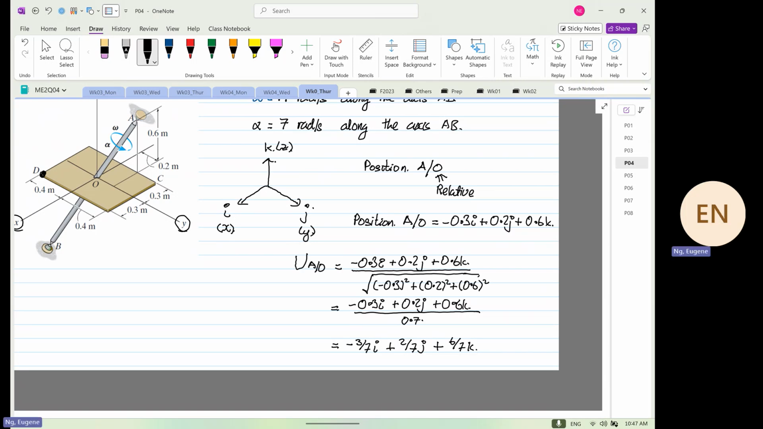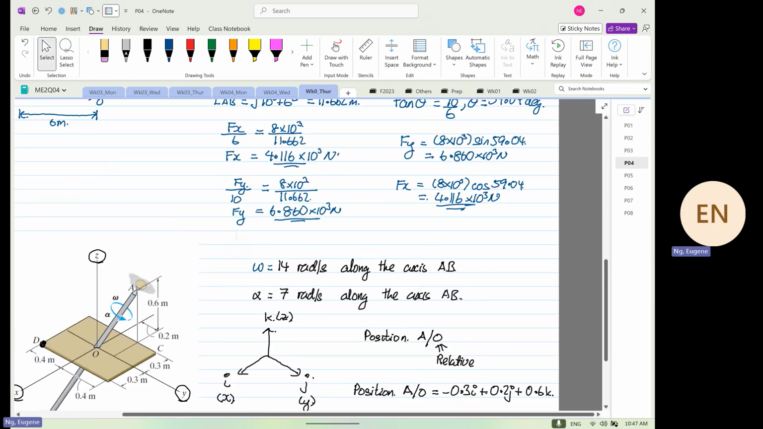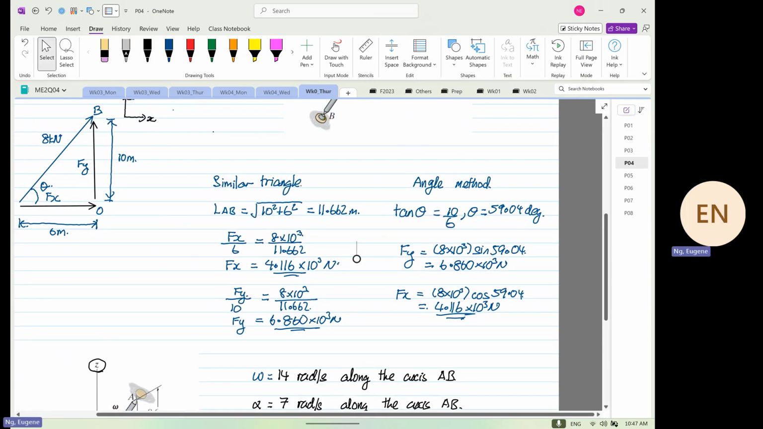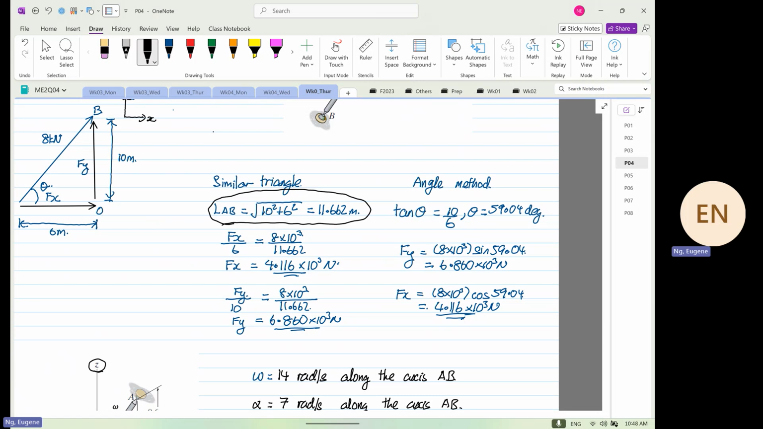Why am I doing this step? Any idea? This stage is exactly, can you see what's going on down here? Yes or no? I'm trying to make this so that we know, in terms of length, what I, J, and K are. Then we can relate this to our angular velocity and our angular acceleration in terms of I, J, and K later on.